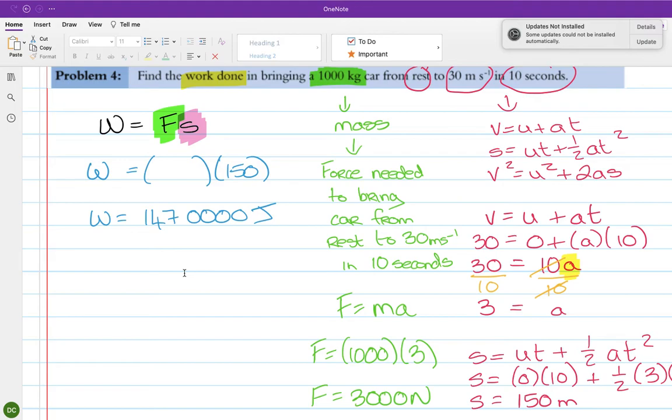So it's 3,000 is my force that's going to be required. So I'm just going to remove the other one and put that in. And then I'm going to multiply 3,000 by 150. And that gives me 450,000 joules. Okay, sorry about that. It is literally just, as I tell you all the time, read the question.